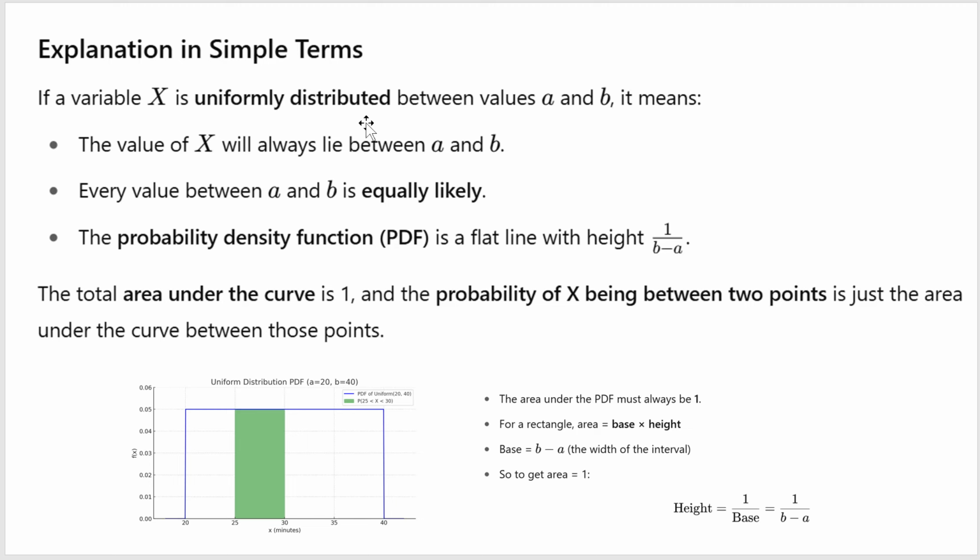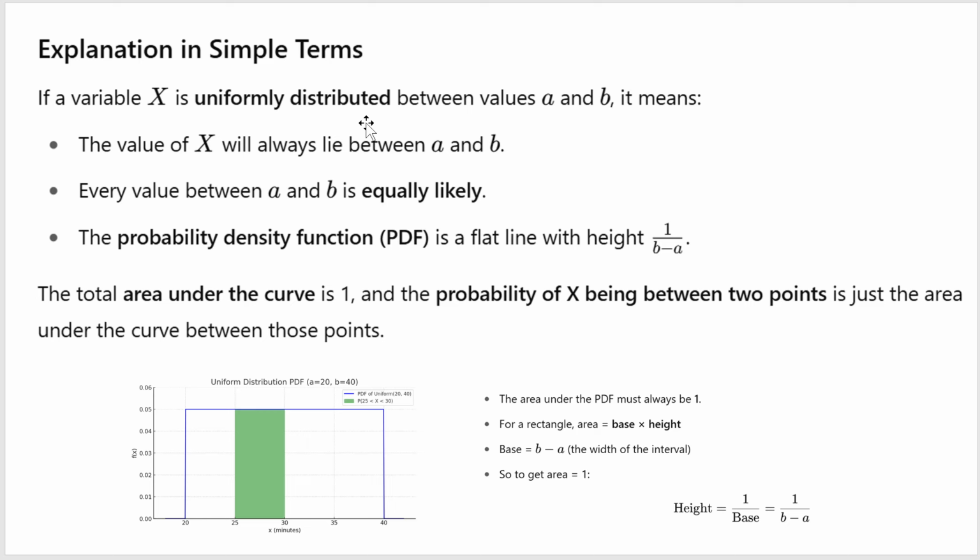If a variable x is uniformly distributed between values a and b, it means that the value of x will always lie between a and b. It can be a, or something between a and b, or b. Every value between a and b is equally likely to occur.